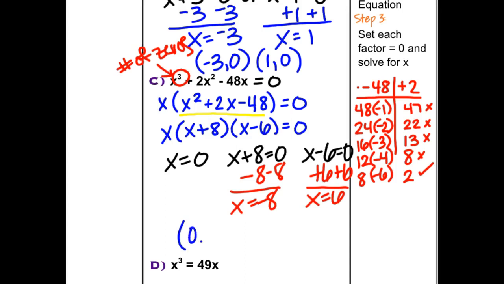That means now I'm going to have 3 of them. I've got 0, 0. I've got negative 8, 0. And I've got 6, 0. I realize that these aren't quadratics, but you should be able to find these zeros.